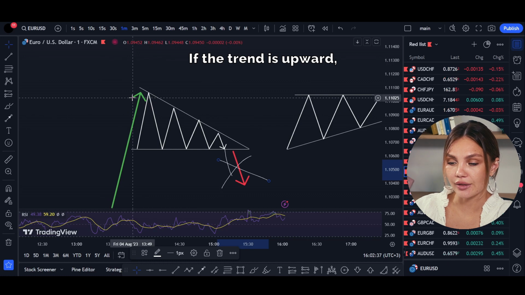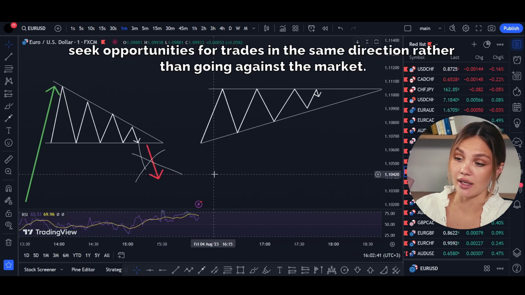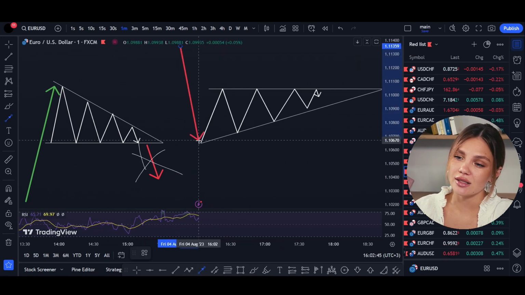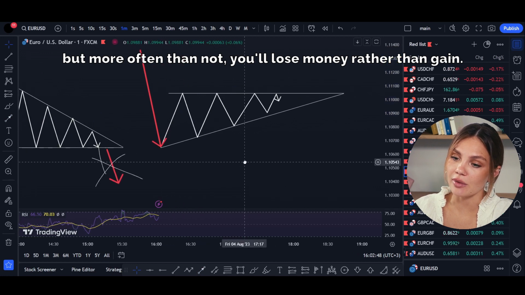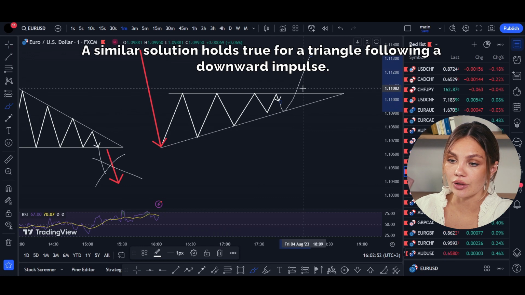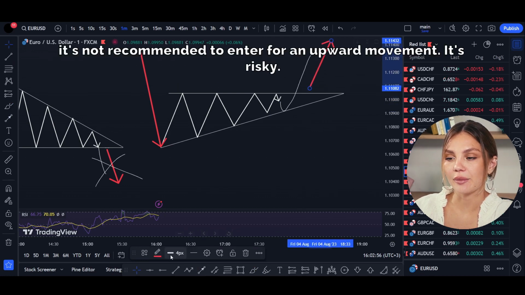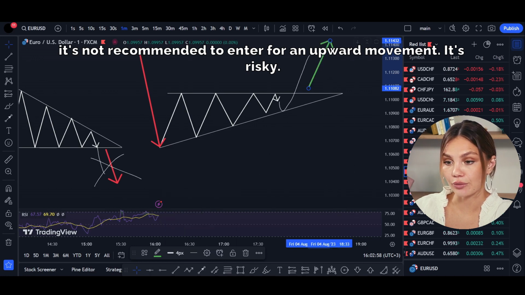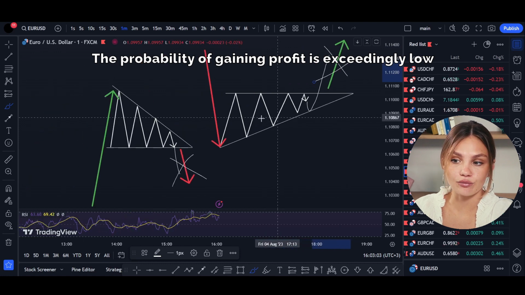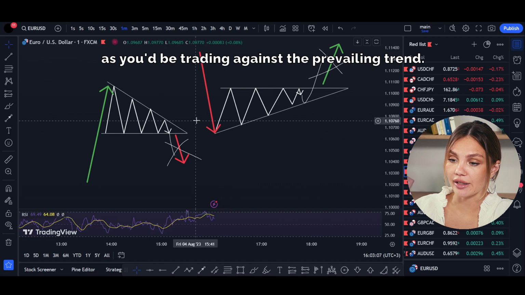If the trend is upward, seek opportunities for trades in the same direction rather than going against the market. You might get lucky once or twice, but more often than not, you'll lose money rather than gain. A similar solution holds true for a triangle following a downward impulse. If the price breaks above it, it's not recommended to enter for an upward movement. It's risky. The probability of gaining profit is exceedingly low, as you'd be trading against the prevailing trend.